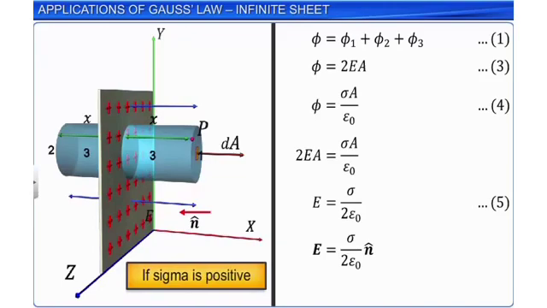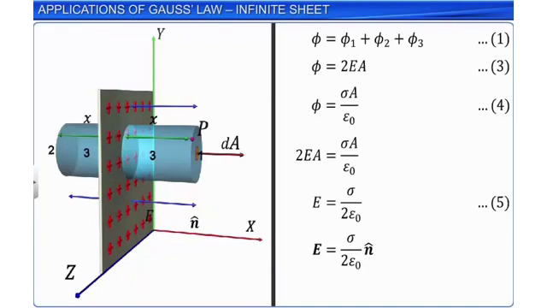Thus, for an infinite large planar sheet of charge, the expression for E as given by equation 5 is approximately true in the middle regions of the planar sheet, away from the ends.